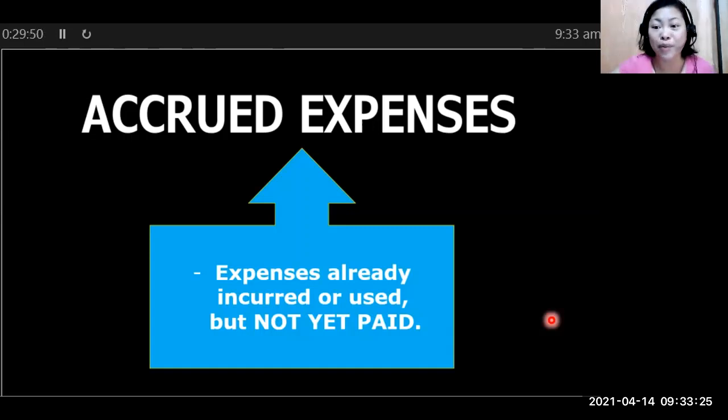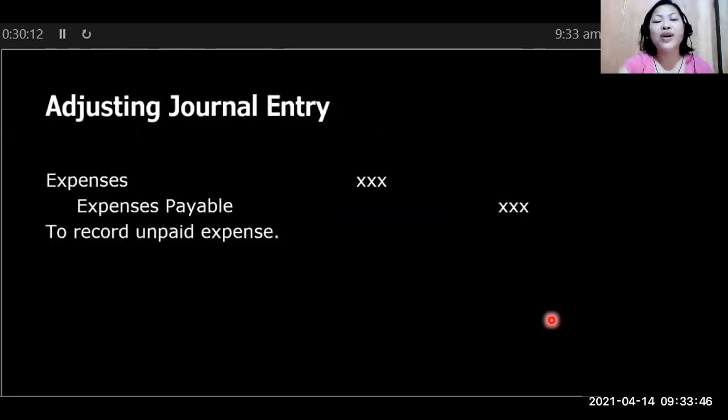You receive a bill from Meralco. That bill is for the month. Let's say today is April. You receive the bill from Meralco for the month of March, and that is an accrued expense. You are yet to pay that. You have already consumed it. You have already received the bill, but you have not yet paid it. So the adjusting journal entry for that is you debit expenses and then you credit expenses payable. That is to record unpaid expenses.